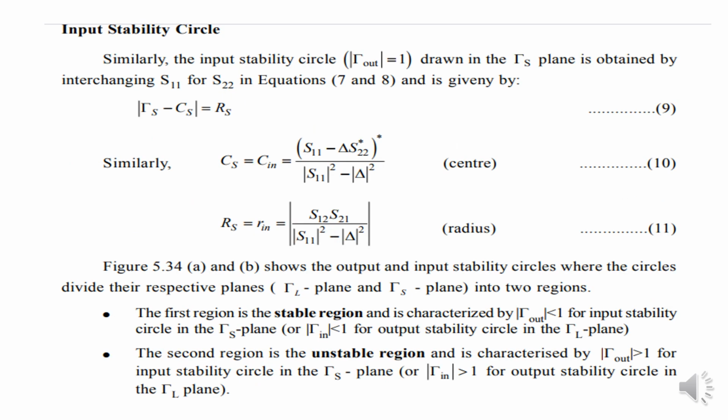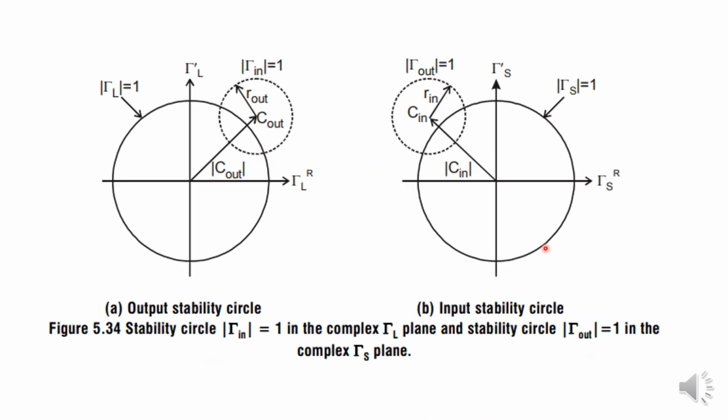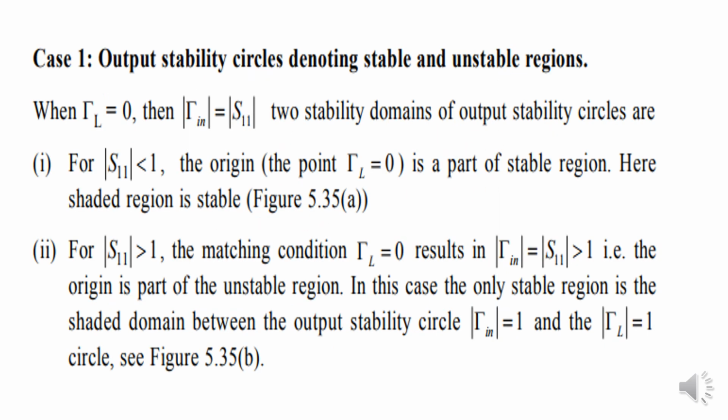The first region is the stable region, as I told you. Why? Because it is characterized by |tau out| less than 1 for the input stability circle in the tau s plane, or |tau in| less than 1 for the output stability circle in the tau l plane. The second region is unstable. Why? Because this tau l, okay, so that is called the output stability circle. So we are able to classify these two circles.